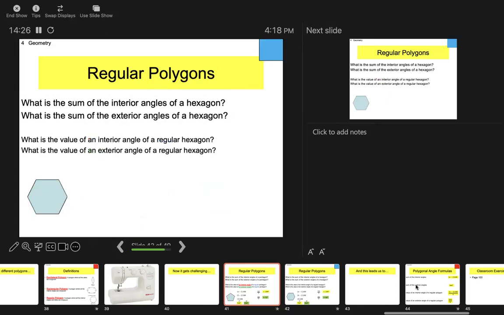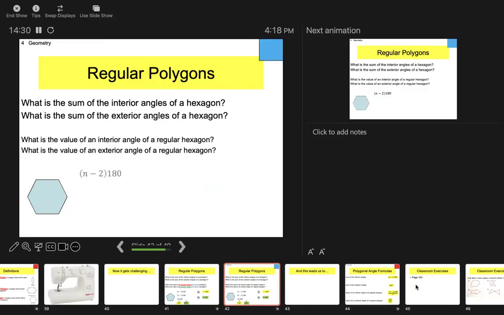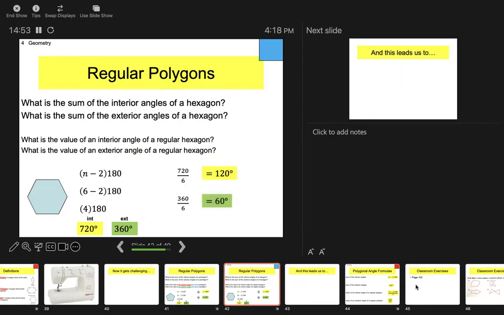One more example, real quick. How about a hexagon? The sum of the interior angles of a hexagon, that's n minus 2 times 180, 720. Exterior angles always add up to 360, but how about one interior angle? Well, that would take the sum of the interior angles, which is 720, and divide by 6. That would be 120 degrees. And one exterior angle, that would be 60 degrees.